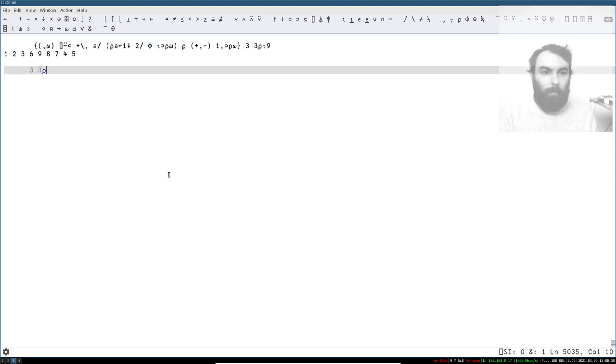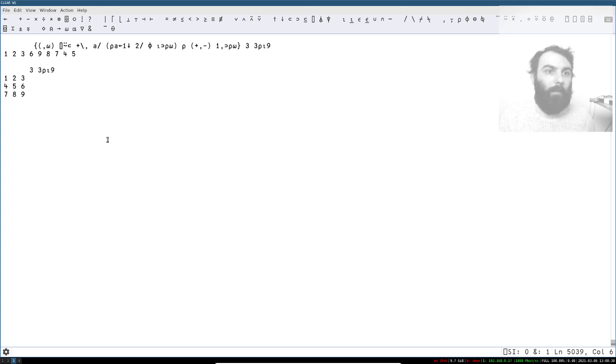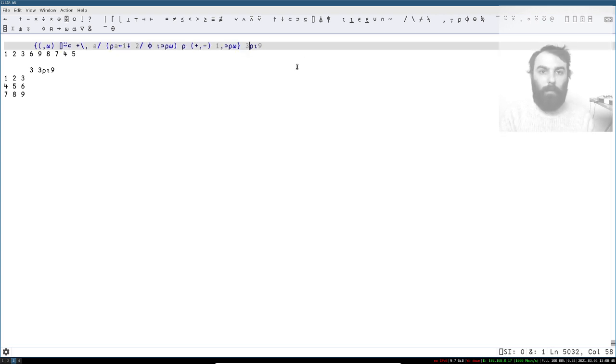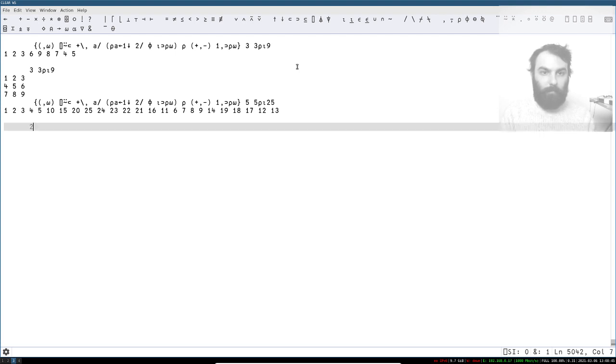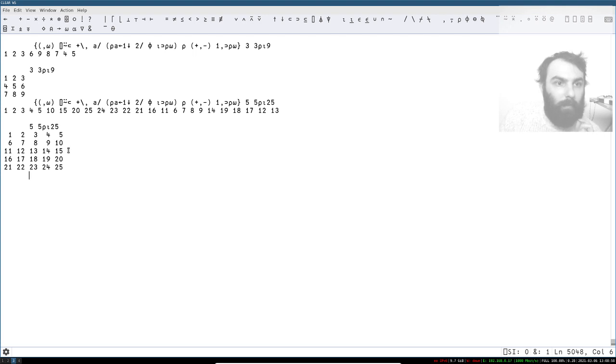So here's what it does: 3x3 reshape 0 to 9, and you can see it prints out 1, 2, 3, 6, 9, 8, 7, 4, 5. And it works even with a larger array. So 1, 2, 3, 4, 5, 10, 15, 20, 25, and so on. You get it, it works. Pause the video and check if you care.